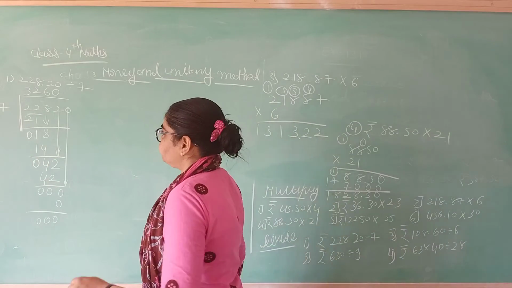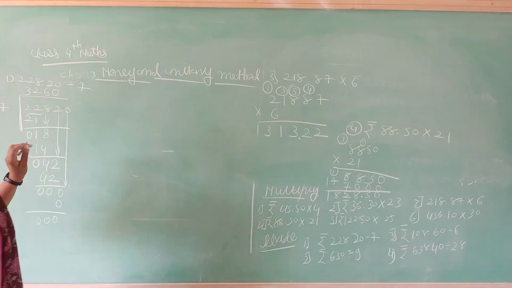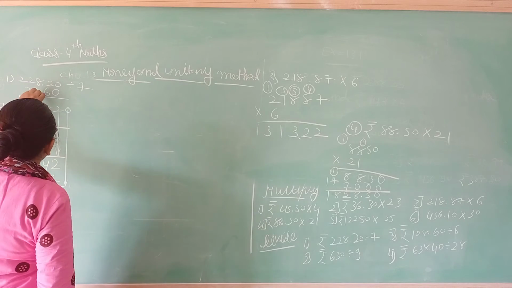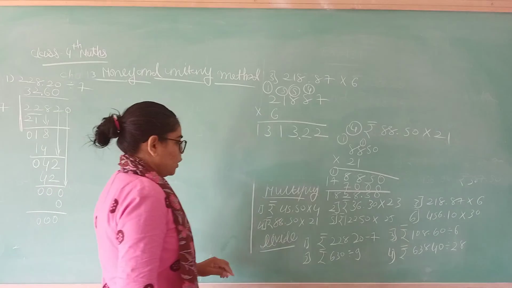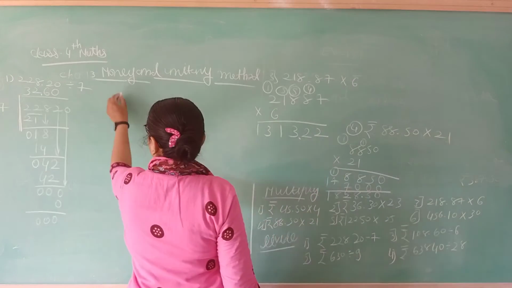Your answer is 3260. Then we put the cut for the decimal point. Your answer is 32.60.